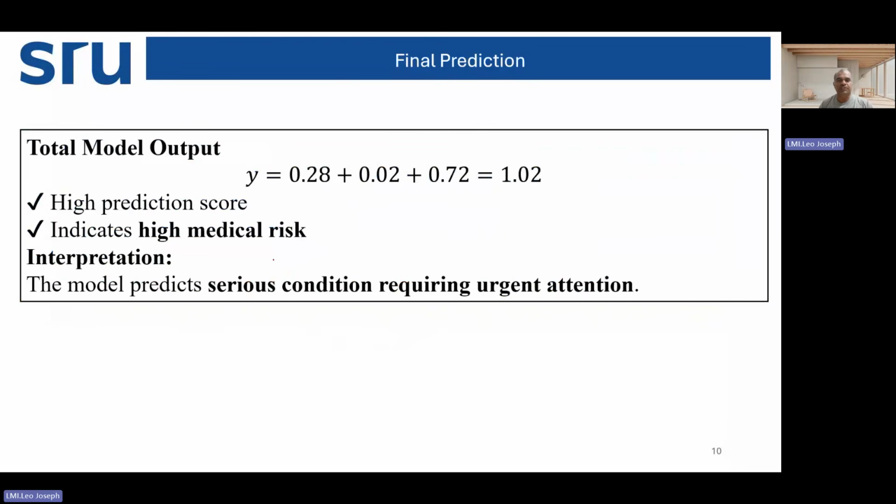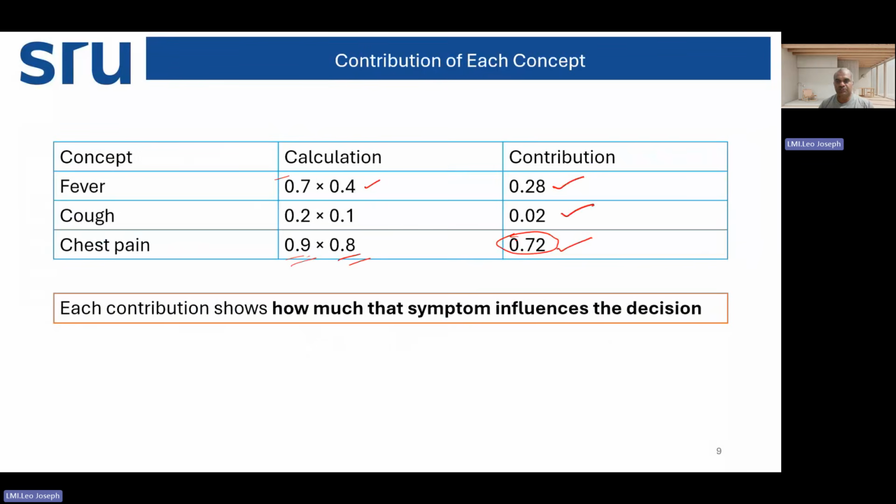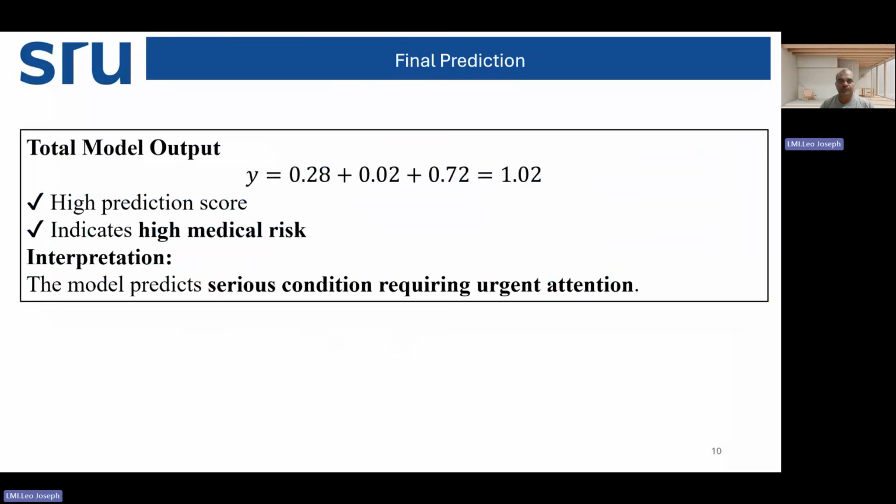So total model weightage you can check 0.28. Okay, here you can see 0.28, 0.02, 0.72. These three things we are going to add now. If you add, what you are getting is 1.02. This is a very important thing. We are adding all the three values and we are getting the value as 1.02. 1.02 is nothing but a high prediction score. So that is, the risk is very high. On what basis? After that we are calculating which is the highest contributor. 0.72. 0.72 is nothing but my chest pain.